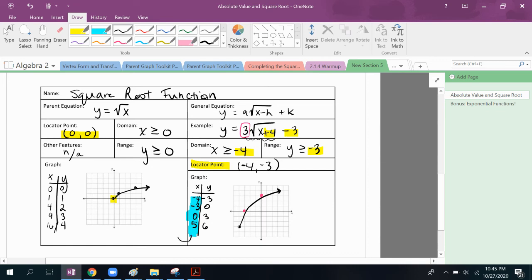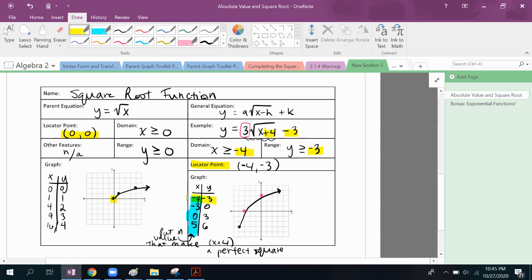So again, to be mindful of what I'm doing, I chose to put into my table values that make x plus 4 a perfect square. Because that is what makes my square root happy and allows me to quickly calculate those table values. It's going to give us a better estimate than I see a lot of people try to put in these weird decimal values. Don't do that.